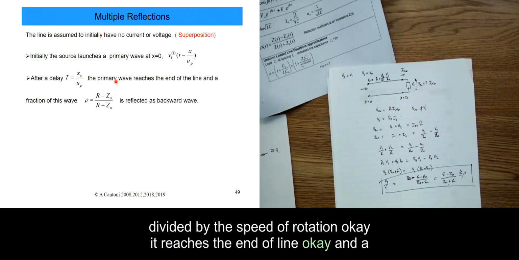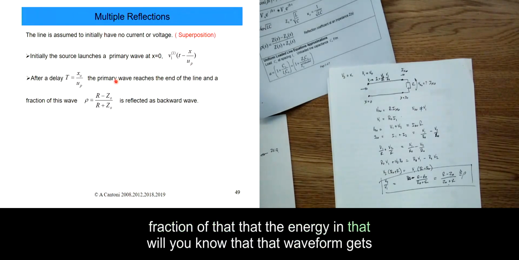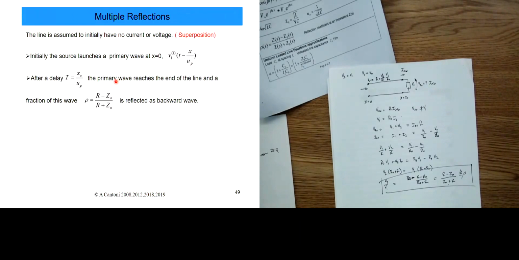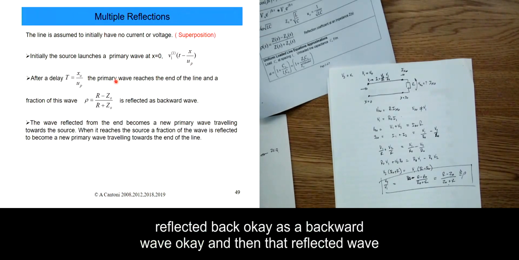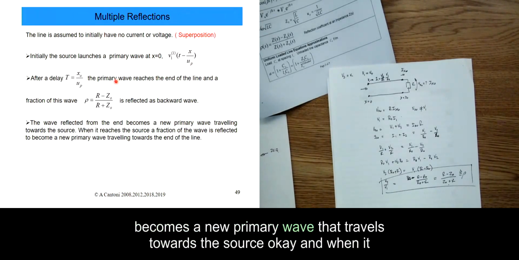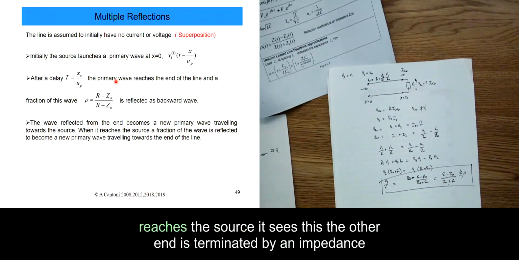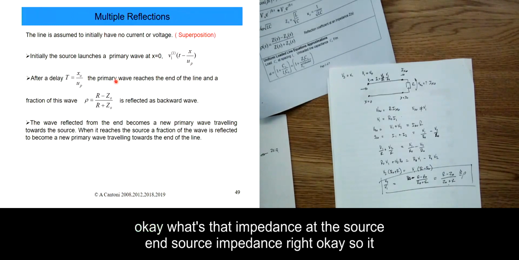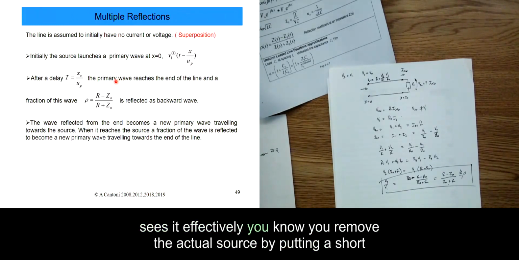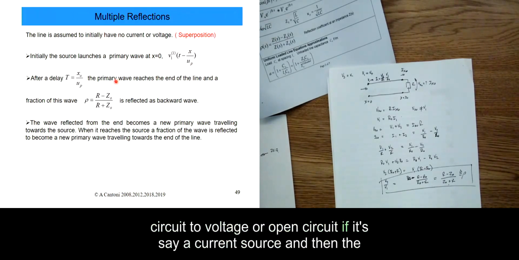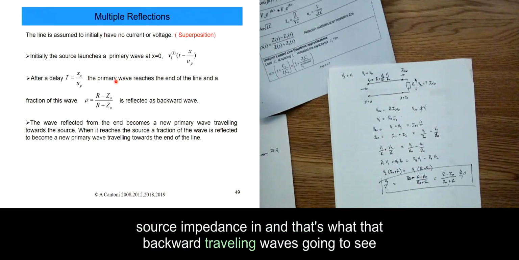A fraction of that energy gets reflected back as a backward wave, and that reflected wave becomes a new primary wave that travels towards the source. When it reaches the source, it sees the other end determined by an impedance. What's that impedance at the source end? The source impedance. Effectively you remove the actual source by putting a short circuit for a voltage source, or an open circuit if it's a current source, and then the source impedance is what that backward traveling wave is going to see.